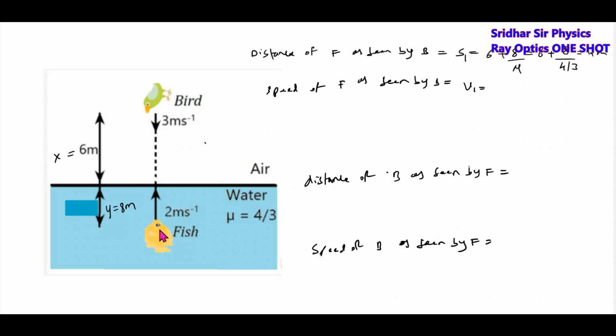Where the bird actually is, it will appear at a distance of 12 meters for the fish. The fish will appear at a distance of 12 meters for the bird. Similarly, speed of fish as seen by the bird. So these equations only. Okay, we'll substitute symbols. The same thing. First, we'll take the symbol x plus y by mu. This will become 6 plus 8, 4 by 3.